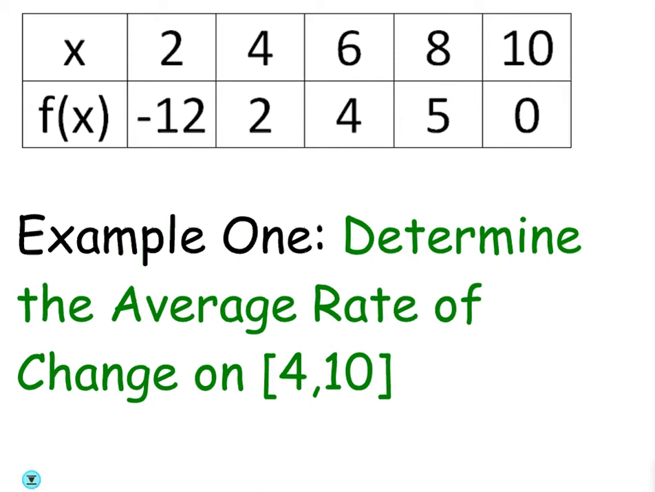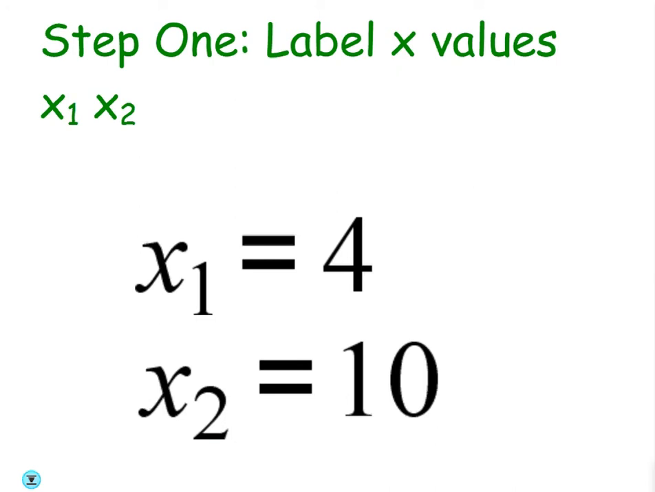So first example, determine the average rate of change from x equals 4 to x equals 10. Well, already you can see how easy this is. If you look at the chart, you can figure out what the y values are. You can already see what y1 is, right, which is 2. And I can already see what y2 is, which is 0. All right? So if it's so easy, you really don't have to take notes for this one. You can just follow along.